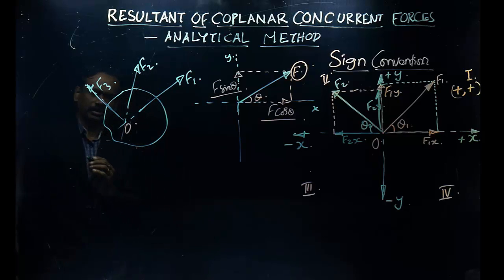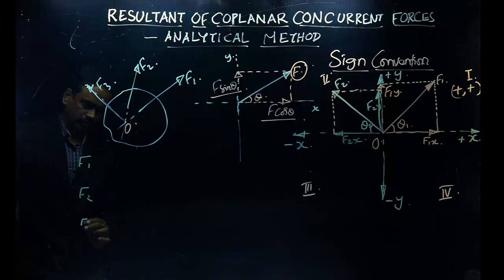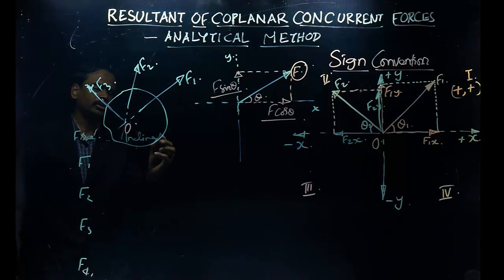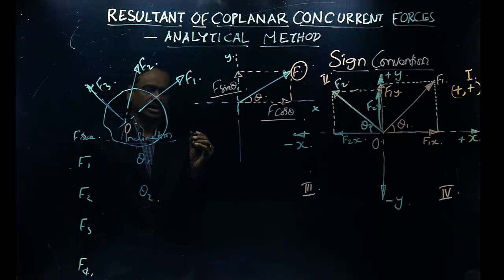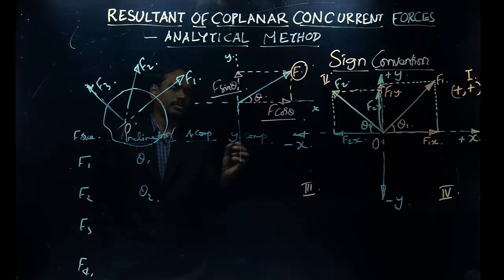And how do you arrive at F2x and F2y? So let's make a table here. F1, F2, F3, let's say F4. And each is making an inclination. This is the inclination of the force with respect to the x-axis. Let's say it is theta 1. Here it is theta 2. And we'll write the remaining ones. Then the x component, and this is the y component of the force.